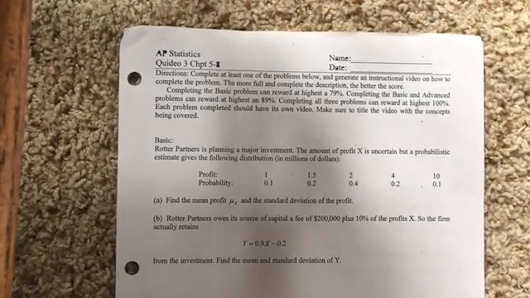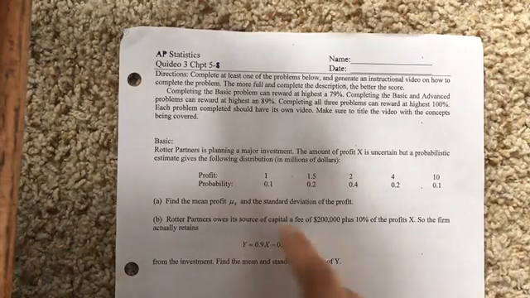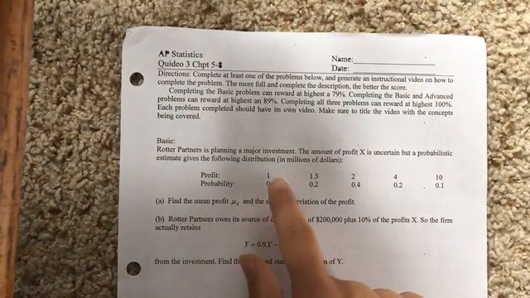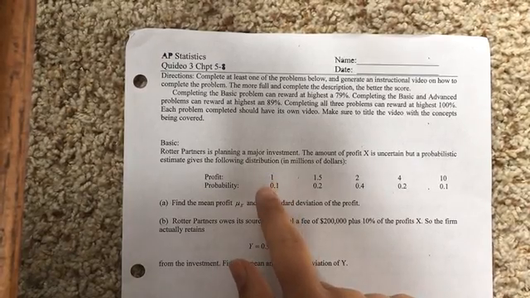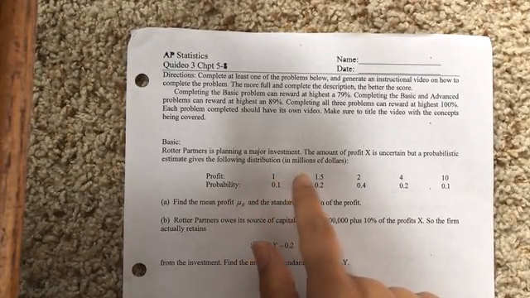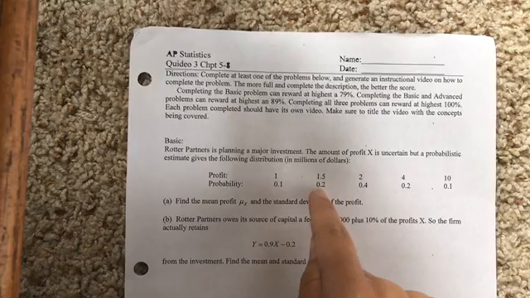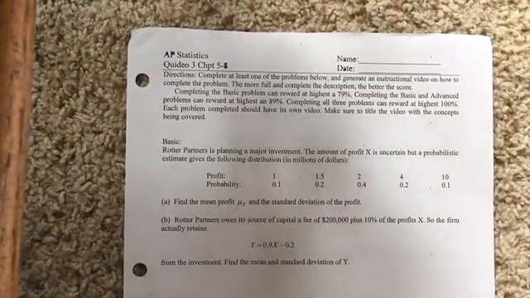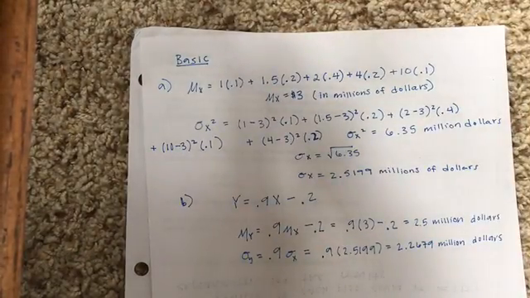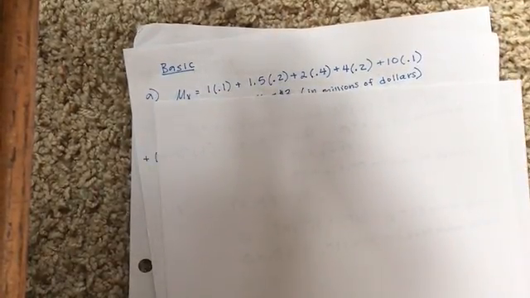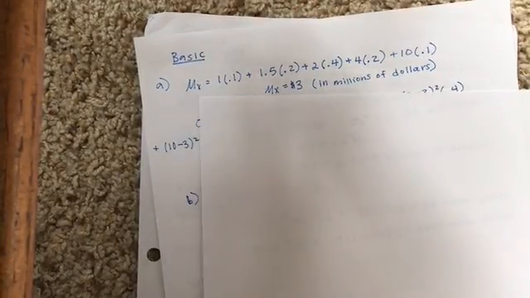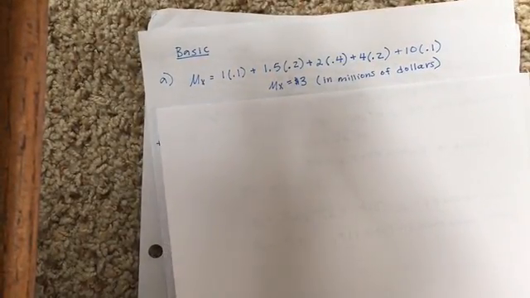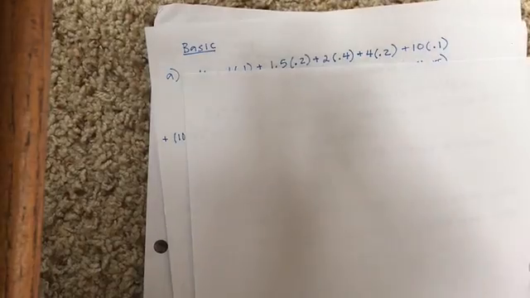So first, to find the mean, you have to add all of the profit times the probability. So it would be like X1 times P1 plus X2 times P2 all the way through. So when you do that, you get an equation like this, and when you plug it all into your calculator, you get 3, but it's in millions of dollars, so it'd be $3 million.